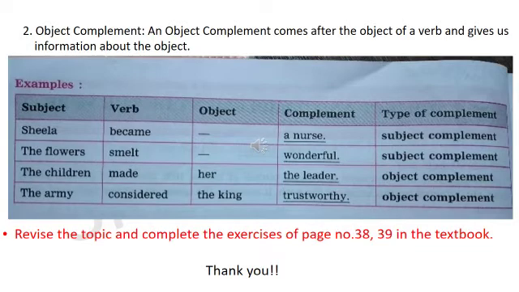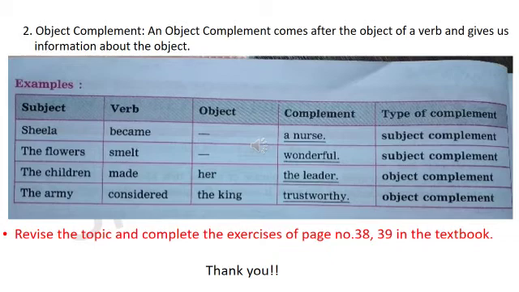Sheila became a nurse. So, a subject complement is a word or a phrase used after a verb and describes the subject. So, here it is describing Sheila. Sheila became a nurse. Subject complement. The flowers smelt wonderful. So, this is also a subject complement telling about the flowers, the subject. The flowers smelt wonderful. Wonderful. Subject complement.